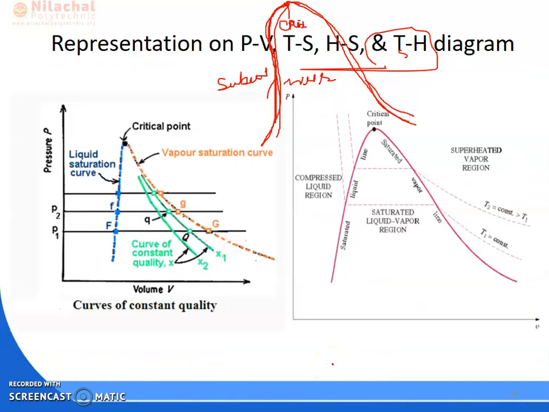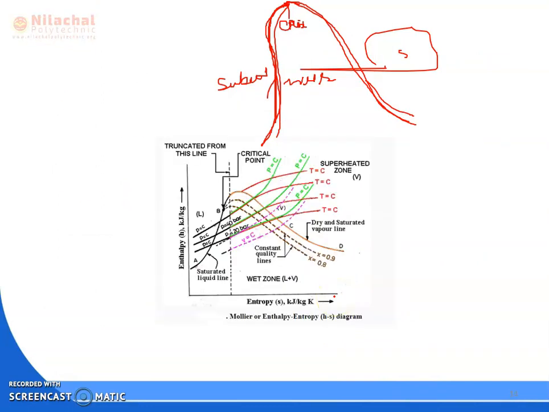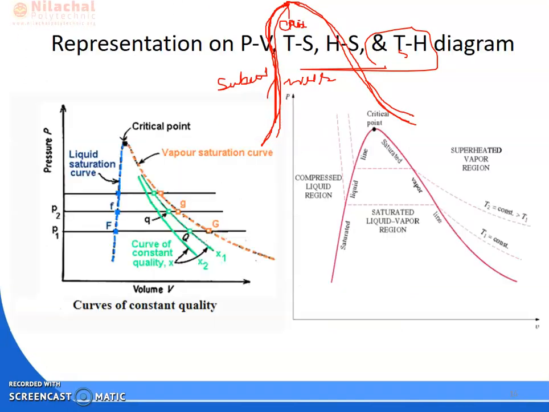This way we can get the graph like this. This is your pressure and volume line.